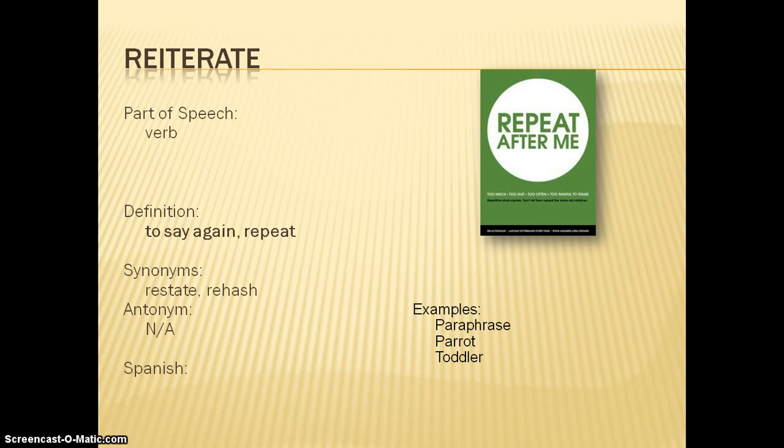One example that you'll see listed on the bottom of the page is a toddler. You have to be really careful what you say around toddlers because they like to repeat or to reiterate everything that you say.